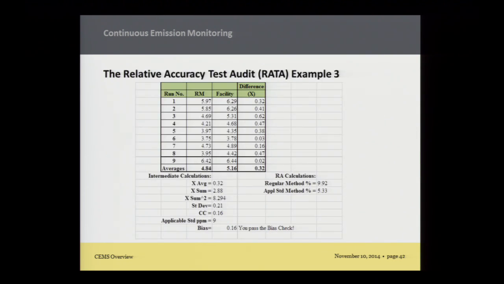So here's an example. The same example we looked at earlier, but hey, they're a Part 75 facility now, whereas before they were only Part 60. And so, we've got the same numbers. It's, hey, only 0.32 difference. You still pass your RADA, and my bias based on the equation given is 0.16, so it's positive. So therefore I pass the bias test. This data is good. We move on. You don't do anything.